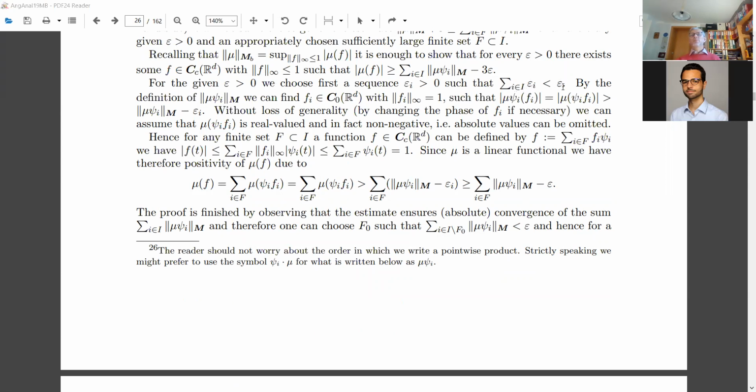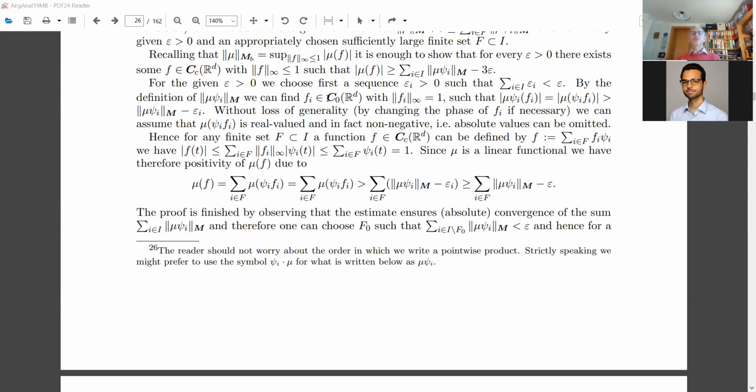So maybe I take epsilon 1/2, epsilon 1/4, and make an infinite sequence out of this. Because we will look at these mu psi I, at the pieces of the measure individually. Okay, and so for each such new measure, we apply the definition of the lower bound. We can find a function f with label I, which has norm 1. I would say we can take it from the dense subspace of continuous functions with compact support.